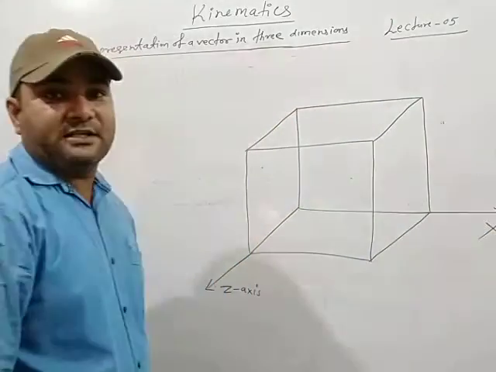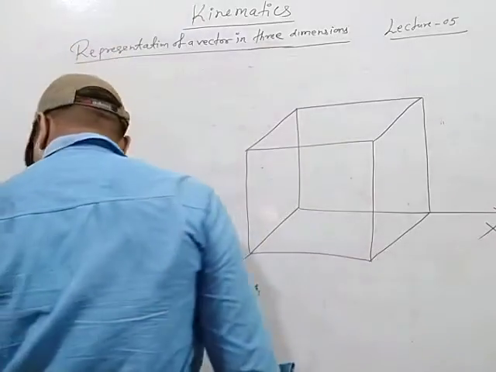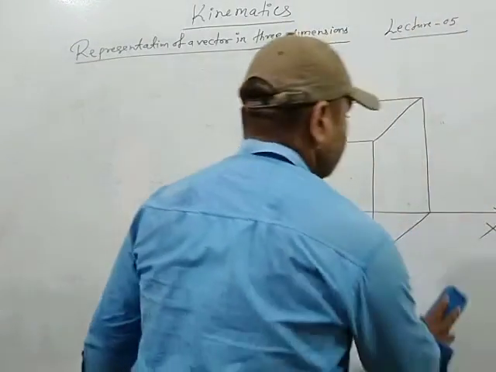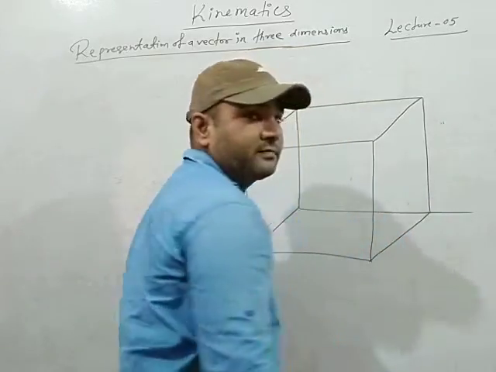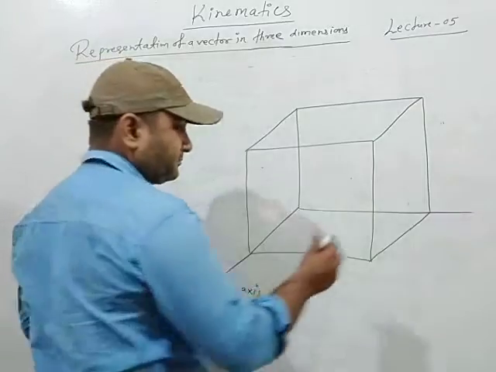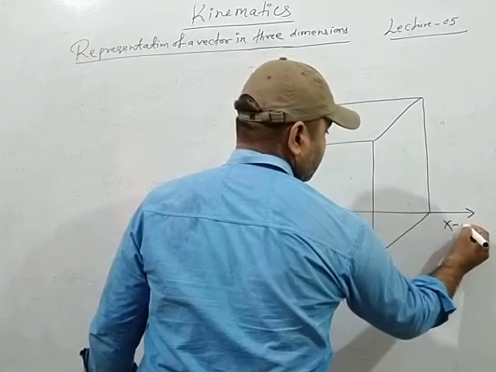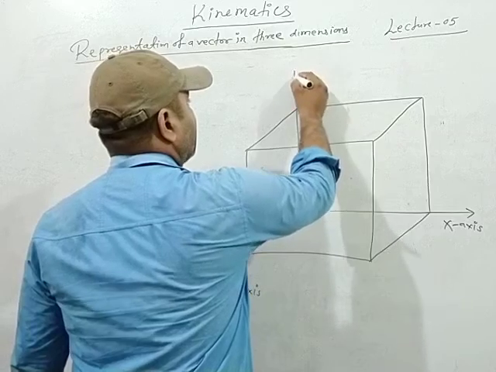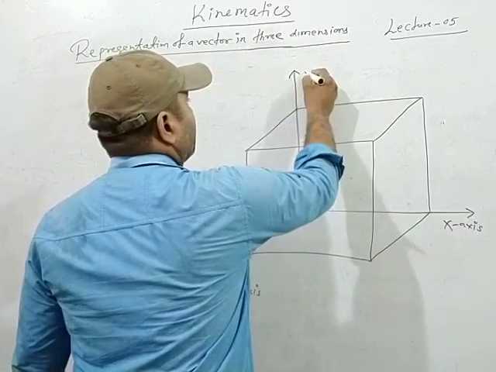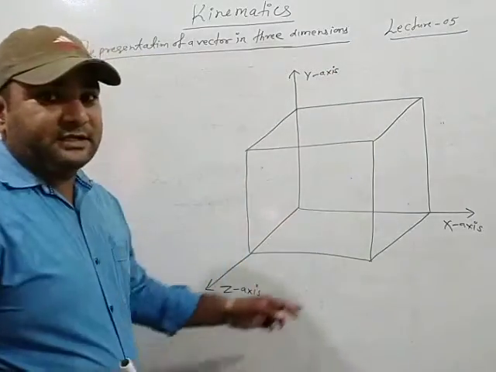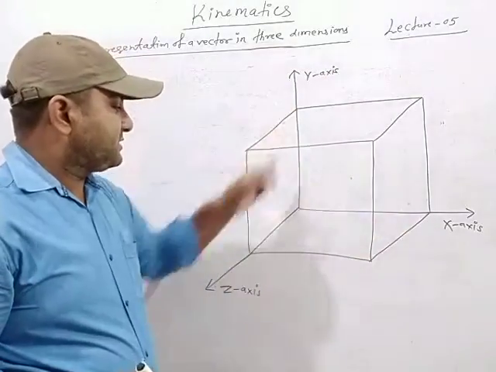X axis and z axis, and then x axis, and this one along y axis. Clear? X axis, y axis and z axis.